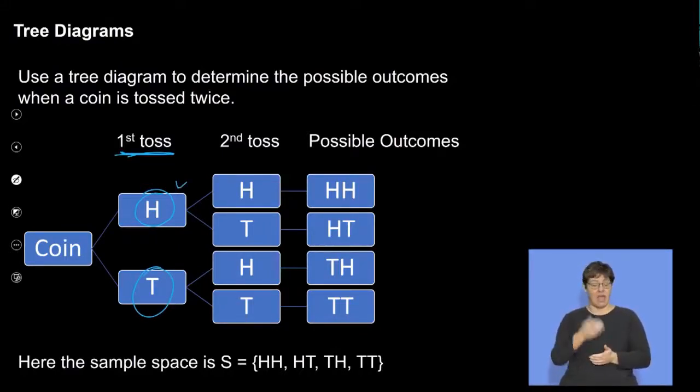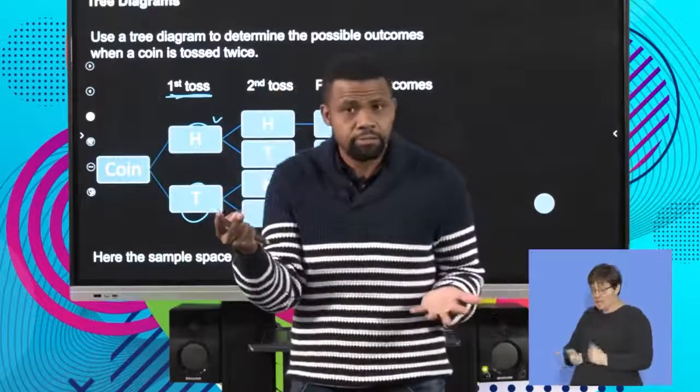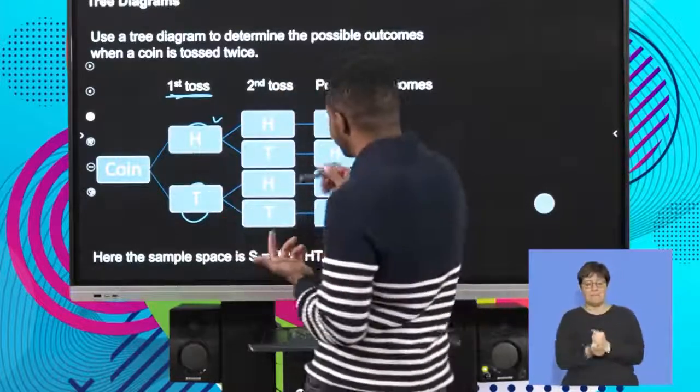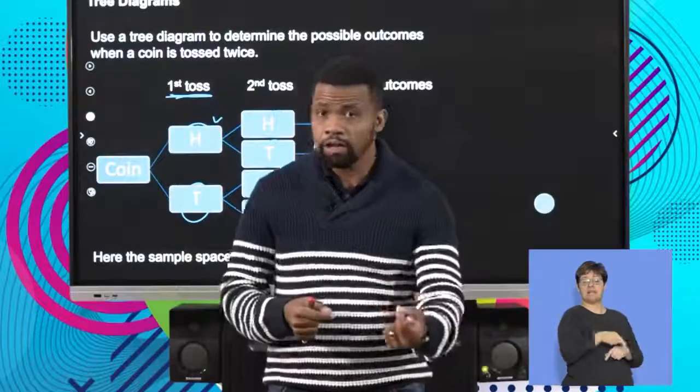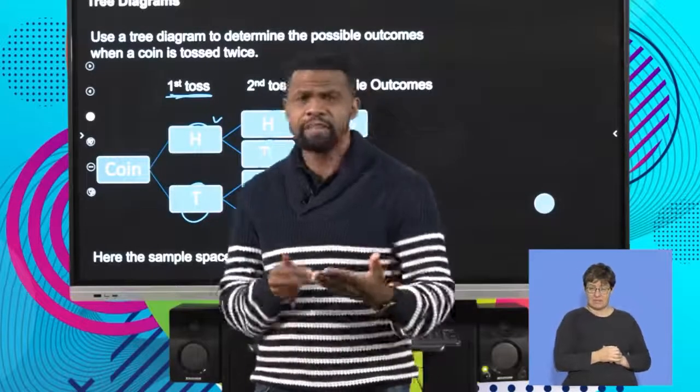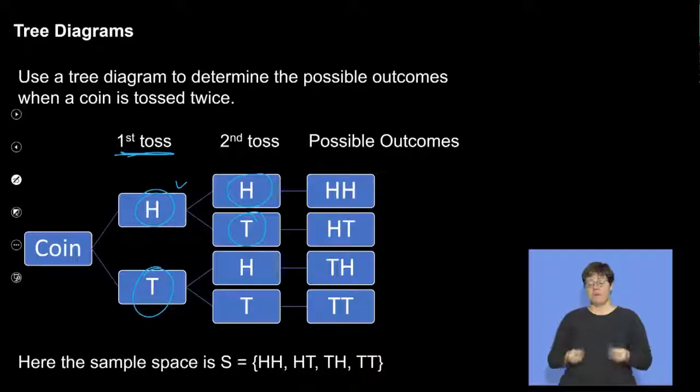If head occurred and we toss again, head does not affect the next outcome. Are we together? So we can still get head or tail. We could have tossed the coin and the outcome was tail. If the outcome is tail and we toss again, we can still get what? Head or tail. Are we together? Then those are the possible outcomes.